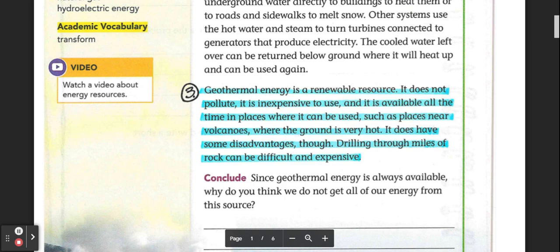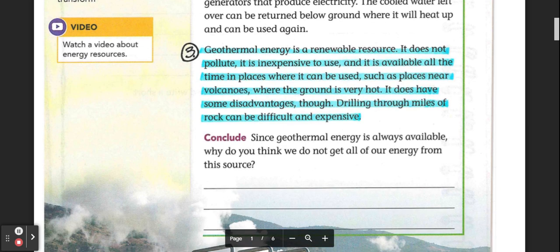And there are some disadvantages because you have to drill to get down into these places within the rock. And with that, drilling can be expensive, and it does tear up some of the habitats as well. And so there are some downsides to geothermal, but then there are some positives about it too. So that's just one of the many different ways that we get energy.